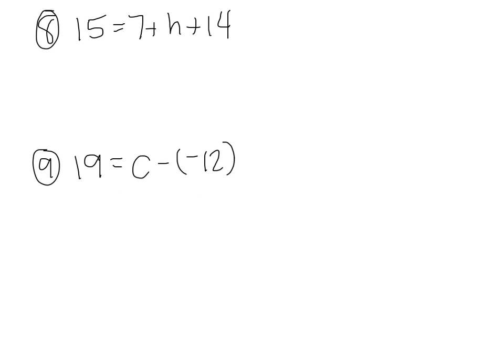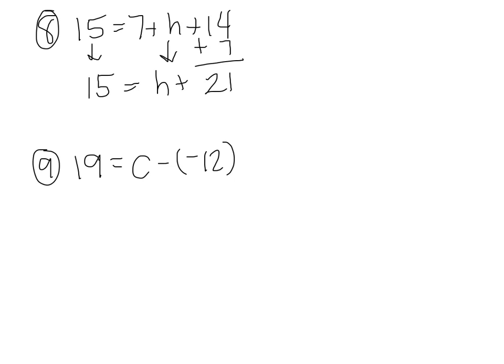Alright, example number 8. I have 15 equals 7 plus h plus 14. I want to combine my like terms, not my variables. So I need to do 14 plus 7 and get 21 plus h equals 15. Bring down all of my terms that I haven't used yet. Erase that so we don't get confused. Okay, so now I have 15 equals h plus 21.